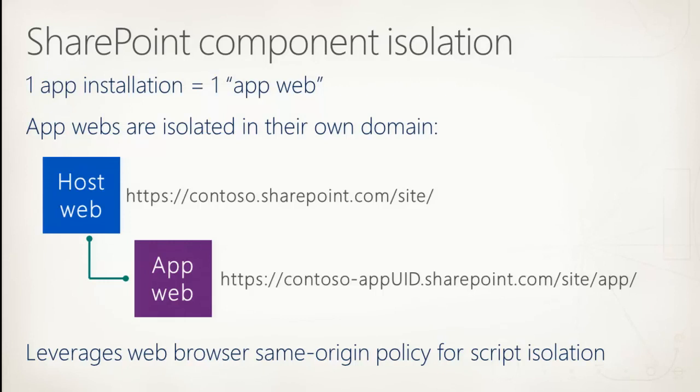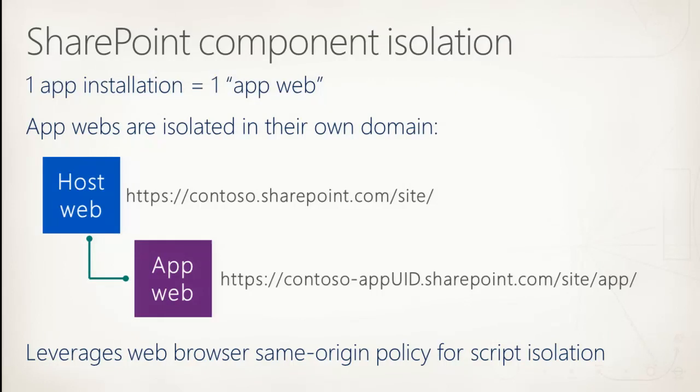with the URL contoso.sharepoint.com/site. The special web into which the app is installed is called the app web, which is the one that I have here in purple, with the URL https://contoso-appuid, which is a unique identifier that is assigned to each installation of the app, .sharepoint.com/site/app. You can think of an app web as a dynamically created safe place for your app. Besides allowing you to store all the content that comes with the app, like pages, lists, libraries, and all that, the app web is an isolated endpoint that your app can securely call by using JavaScript.